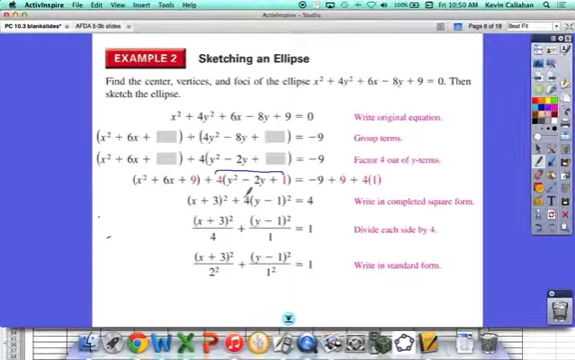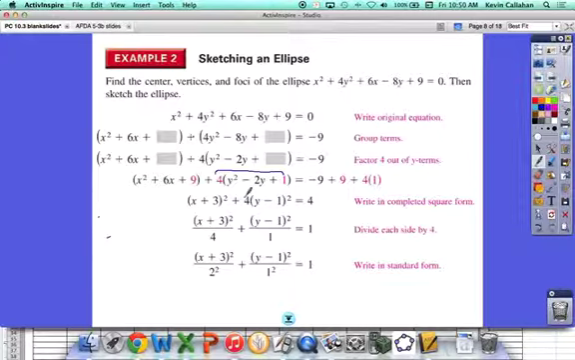And is this going to be horizontal or vertical? How do you tell? The bigger denominator is here, so it will be horizontal. Since the bigger number is underneath the x, which is a horizontal coordinate, it'll be longer in that direction. They actually took another step and wrote it as 2 squared, so you could tell that a is 2 and b is 1.